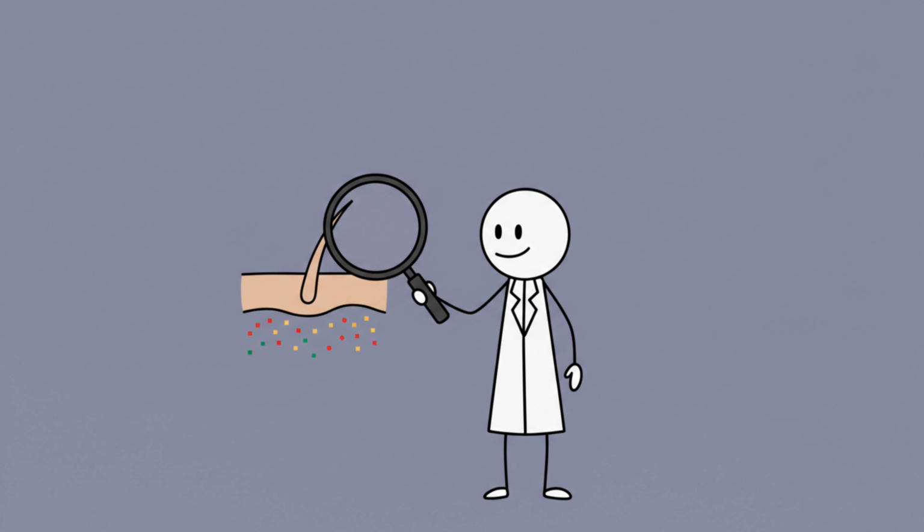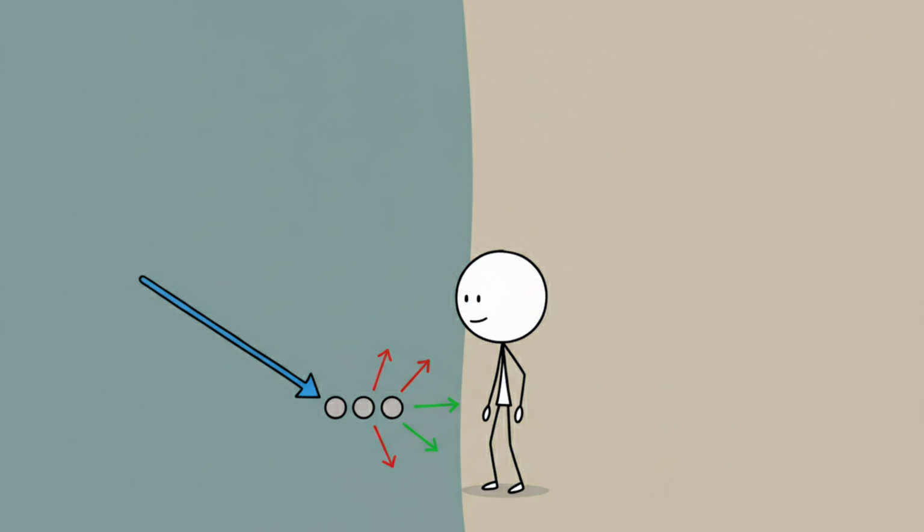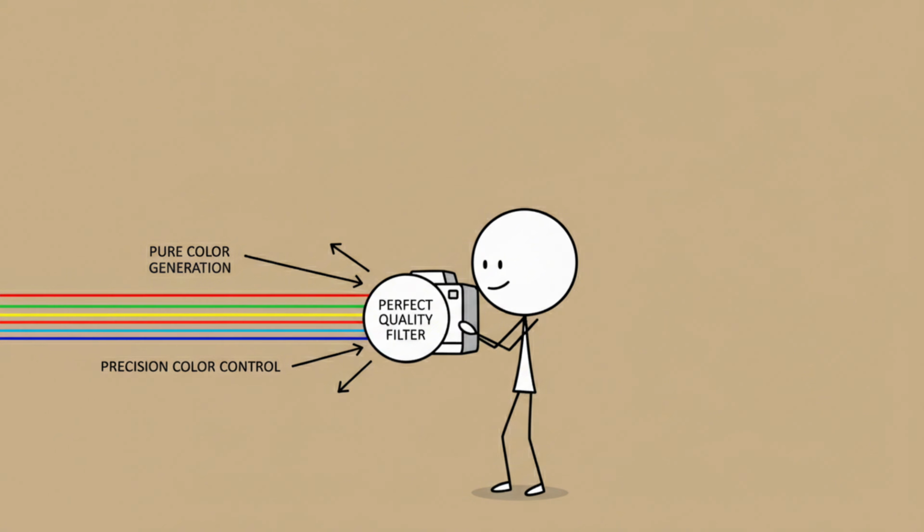Quantum dots are nanocrystals tens of thousands of times smaller than a human hair. When blue LED light hits these nanocrystals, they emit pure red or green light, depending on crystal size. It's like having a perfect color filter on your camera lens.